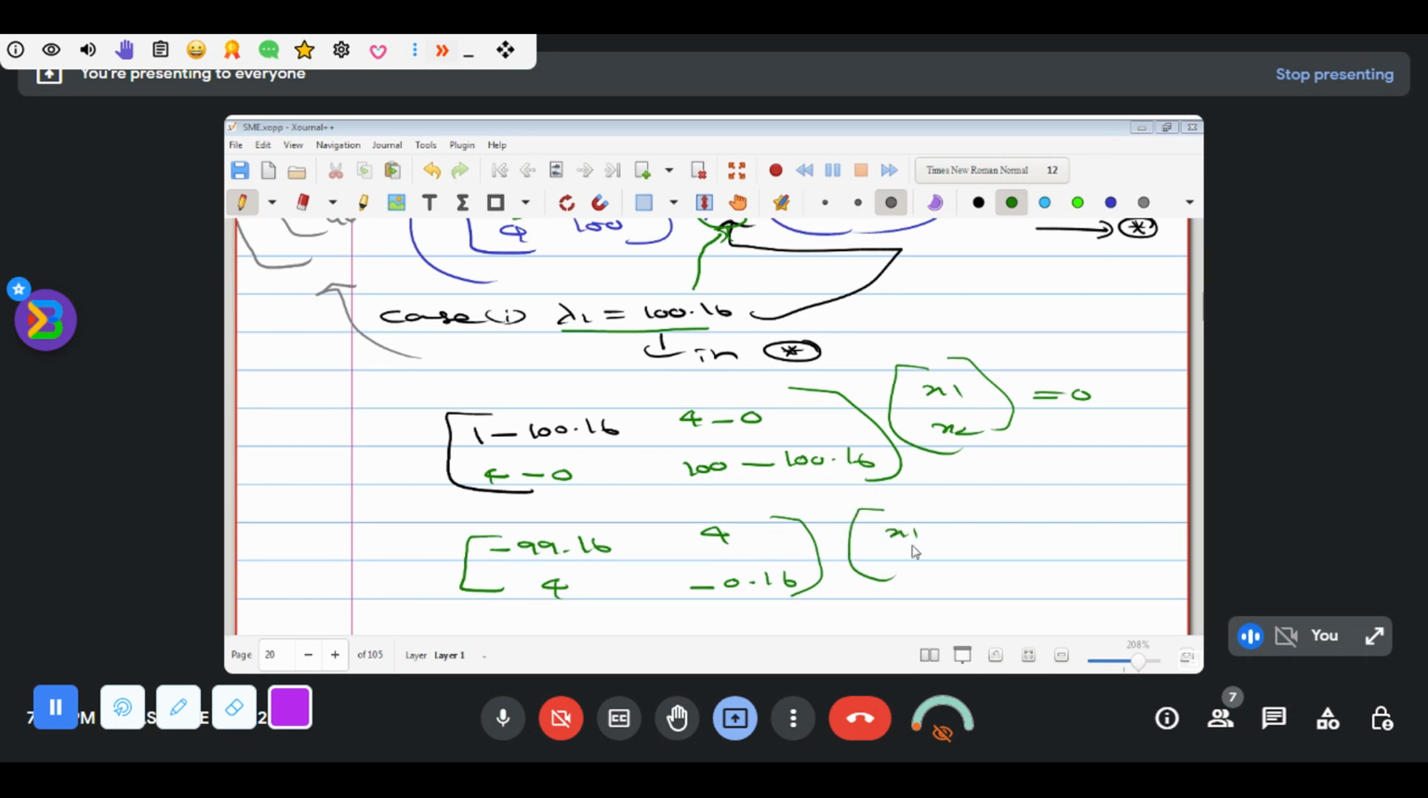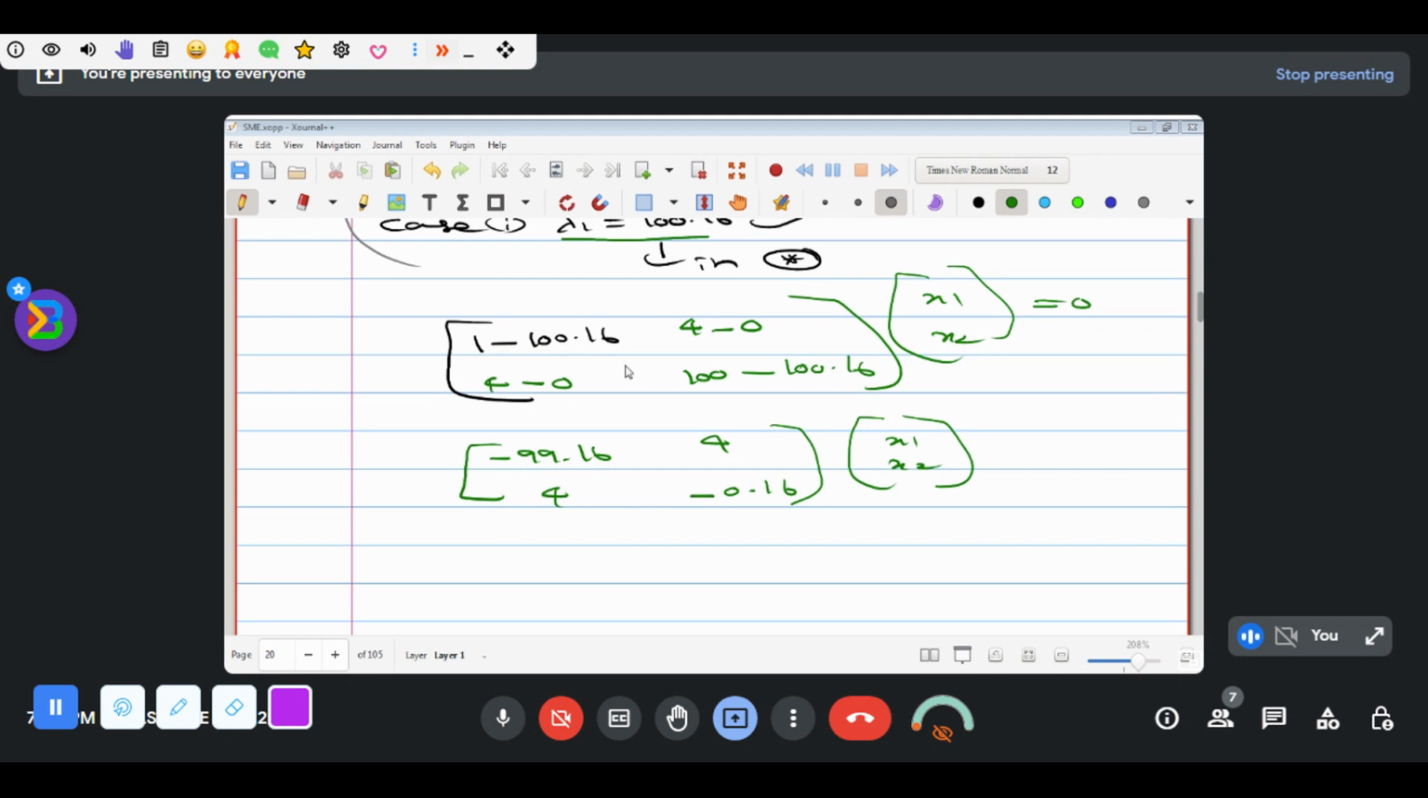Then x1, x2. Do you know matrix multiplication? Matrix multiplication has a very important rule. Suppose you don't know or have forgotten, please recall this. What are rows and columns of a matrix? How many rows are there in the first matrix? 2 rows and 2 columns. And here how many rows?